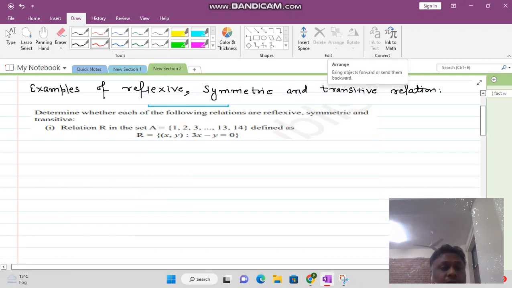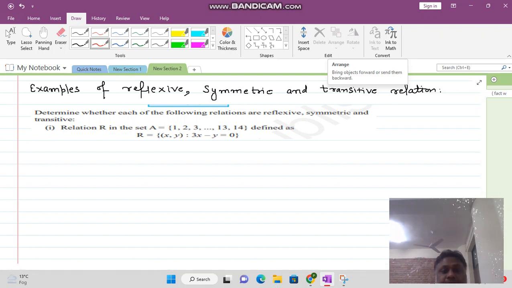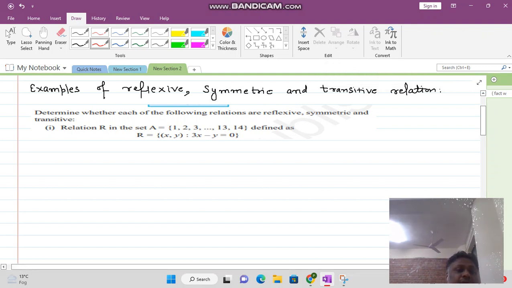Okay, viewers, now we start solving some examples of reflexive, symmetric, and transitive relation. So this is the very first example. Here we are given one relation: R is equal to {(x, y) : 3x - y = 0}, and this is the set. So we want to check whether this relation is reflexive, symmetric, and transitive or not.